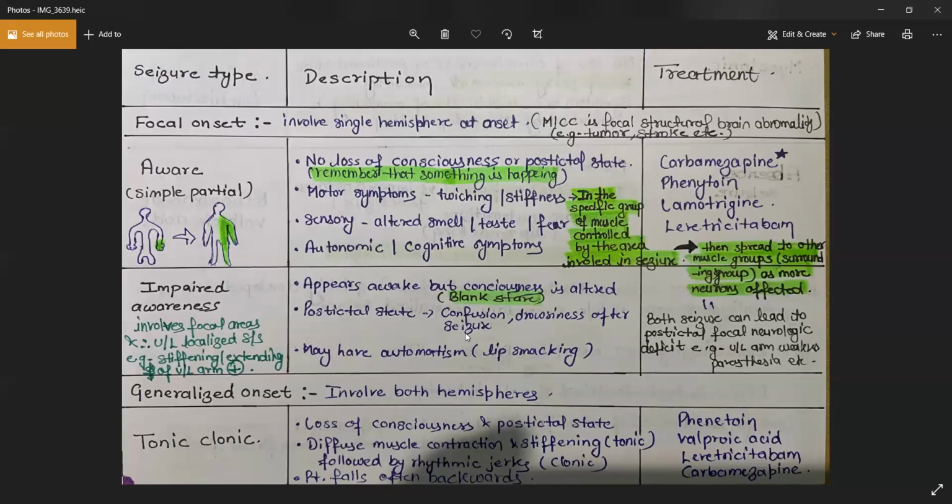Anything apart from the seizure which you see in the patient at the time of seizures, you call an automatism. It could be anything: salivation, tearing, cyclic movements. Automatism will be present in the impaired seizures, and it must start unilaterally, and sometimes it can spread bilaterally also. Is that okay?